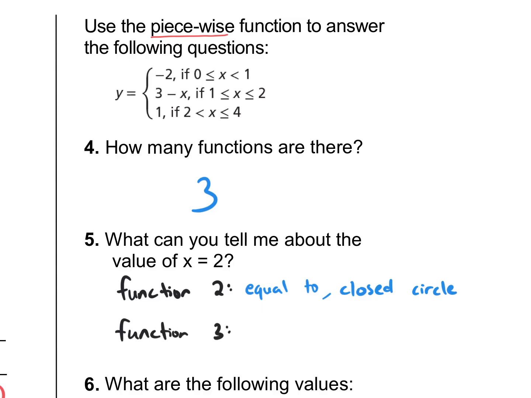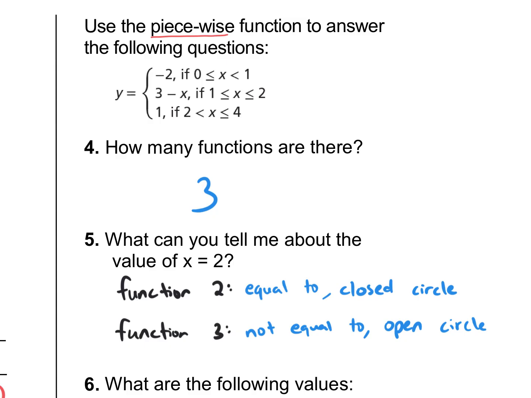Okay, what do we know about function 3 though? Is it equal to like it was in function 2? No. So this one is not equal to, because it doesn't have that equal sign underneath. Since it's not equal to, how do we graph that? We have to have an open circle. Okay, like I said, I will reword that so there's no confusion there.